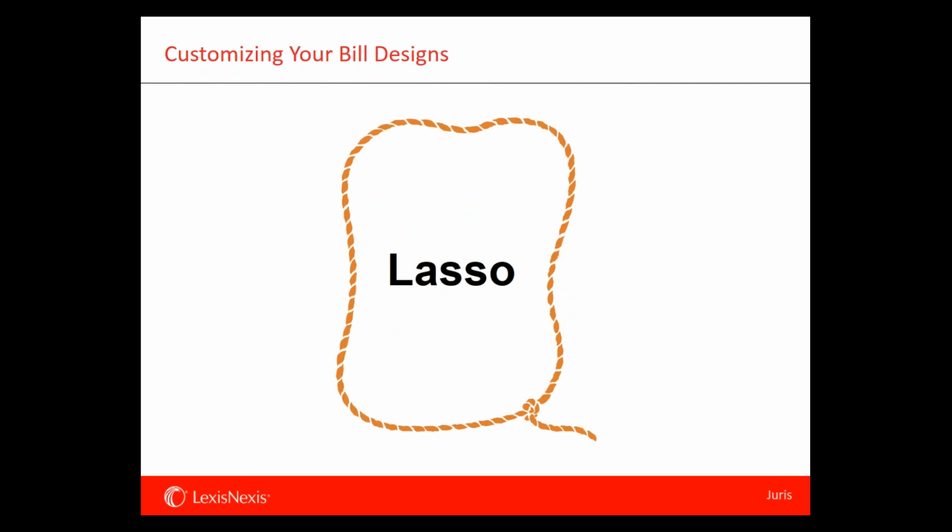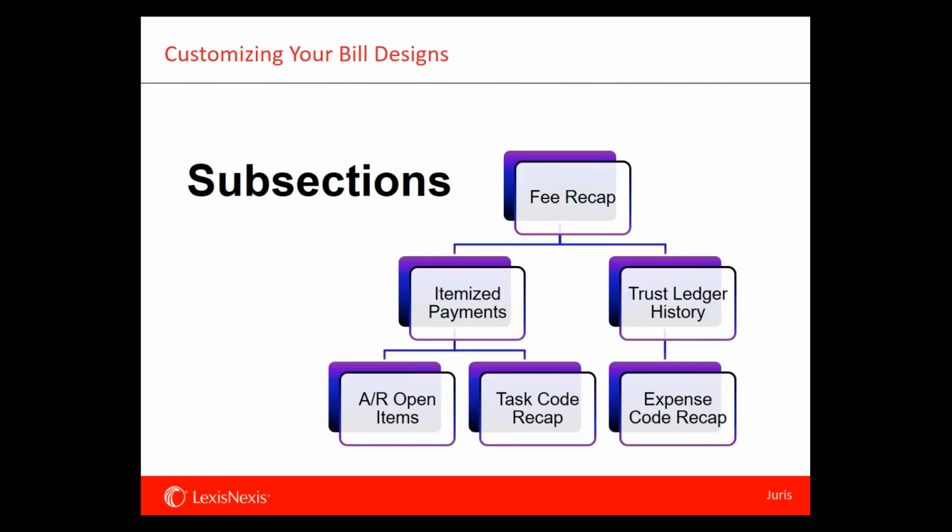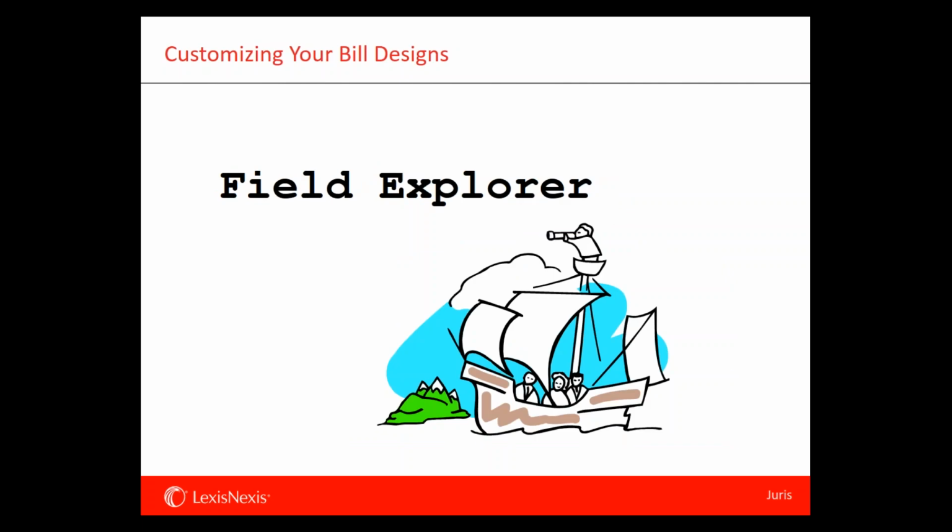We'll look at a few different techniques in designing your bills. One is the lasso technique. That lasso technique is going to come in handy because as you rope those fields, we can use it to align our fields and make our bills look nice and professional. We'll take a look at some of the different subsections available in the Juris Build Designer. And one of the things we will be looking at constantly today is the Field Explorer, so we find the fields we want to input into our bills.